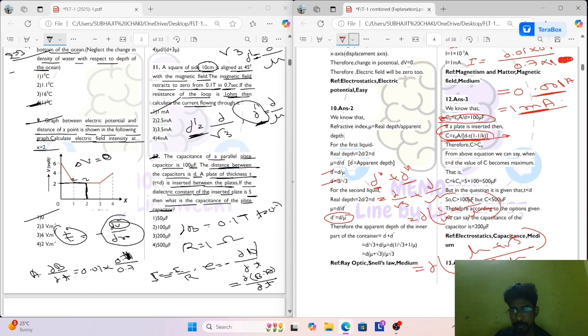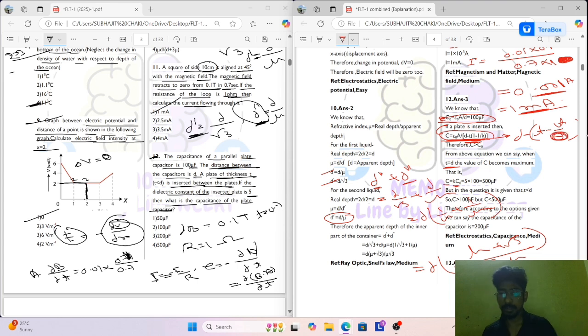From this formula, concentrate only on this part: d minus t plus t by k. If t is equal to d, the value of C will become maximum. d will cancel out and only k by t remains, which is the maximum value when t equals d. So C will become k into C naught; only k will remain.